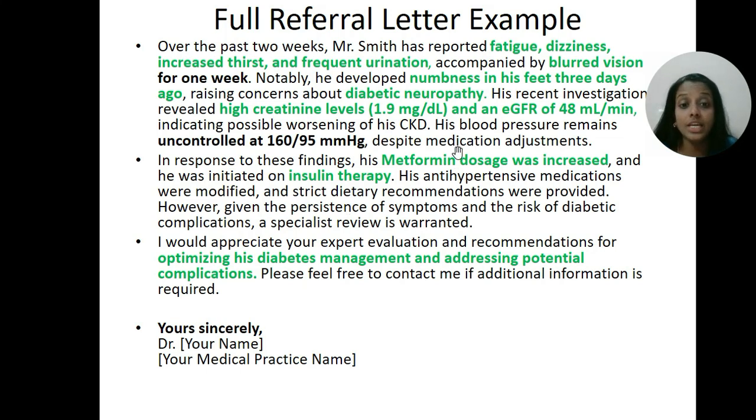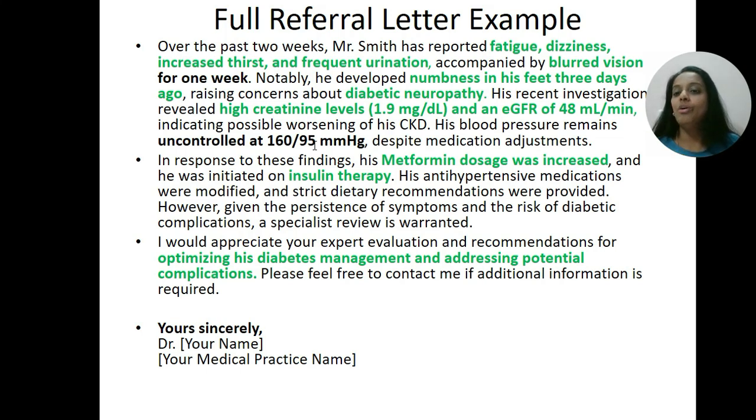And finally, test results and treatment, what was done and why. So here we have mentioned metformin dosage was increased and he was initiated on insulin therapy, right? And finally, clearly we are asking the endocrinologist to assess the patient's case. If you see here, what is expected from the recipient, we are mentioning clearly: optimizing his diabetes management and addressing potential complications. And if you see the entire referral letter, you can find no vague statements anywhere.